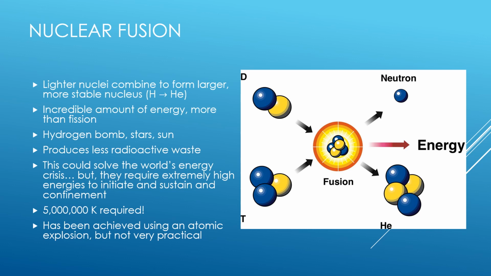We don't have materials on our planet that can sustain that kind of temperature without melting. So that temperature has been achieved using an atomic explosion, but it's not a very practical way to generate electricity or energy, so it's not one that we are doing currently. But if you can solve this world problem, if you can figure out a way to perform nuclear fusion reactions on our planet safely, and you can sustain them and confine them, you will be a billionaire for sure.